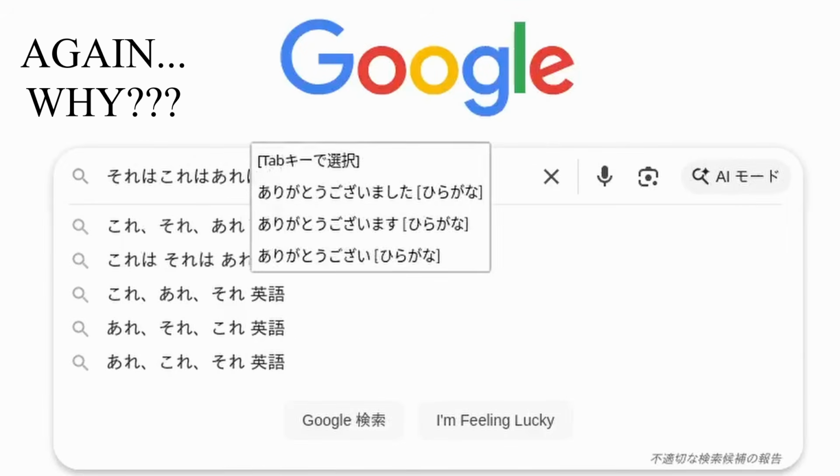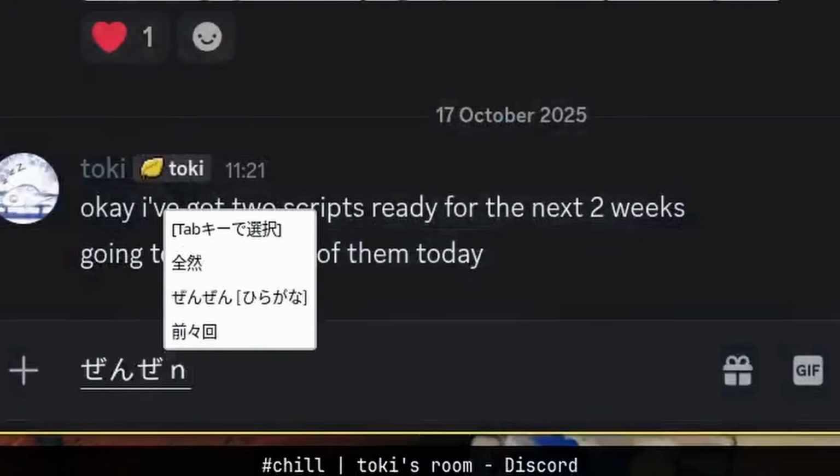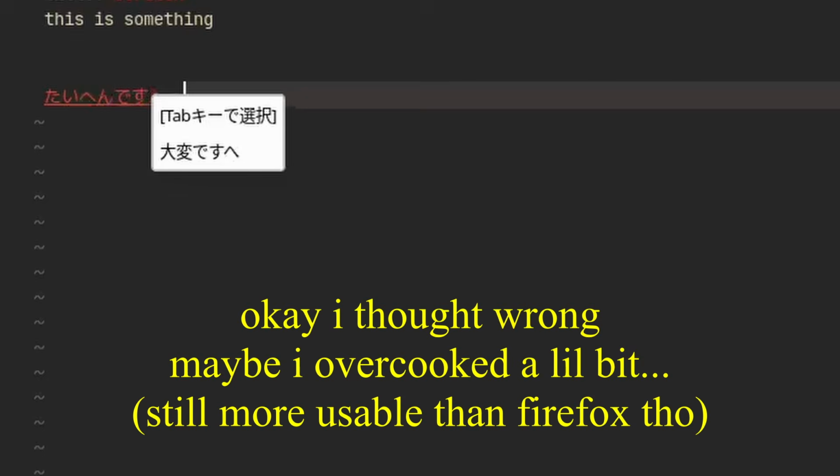The candidate window spawns right on top of where I'm typing. This doesn't happen in Chrome, Foot, Discord, even in Emacs. So at the moment, the only way I can type in Japanese reliably is by using Chrome, which to many of you, you may be like, oh, okay, that's not a big deal because you moved to Chrome anyways.